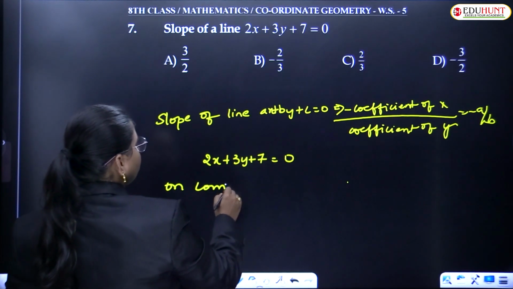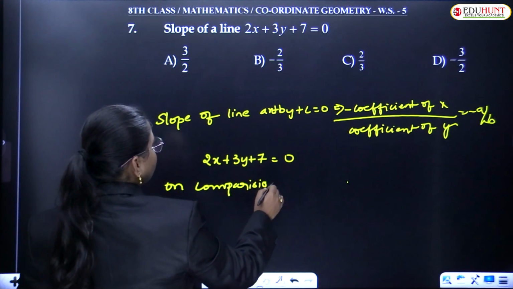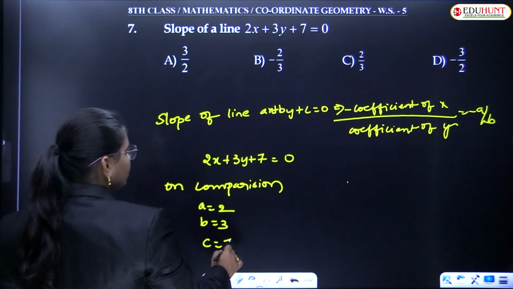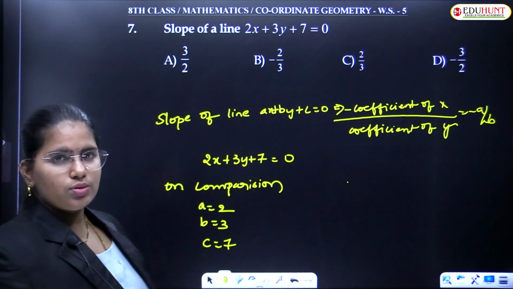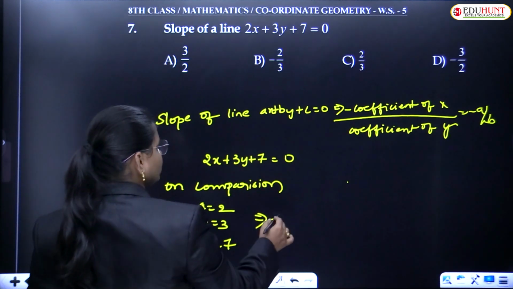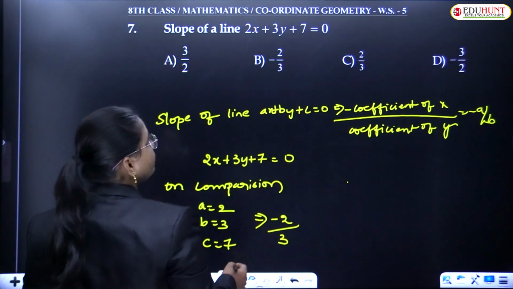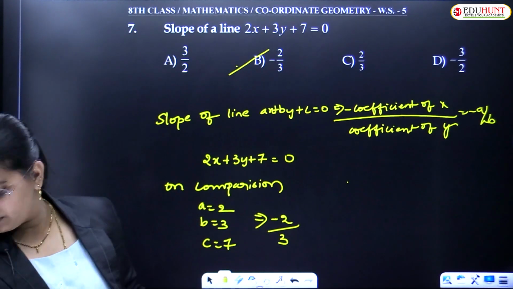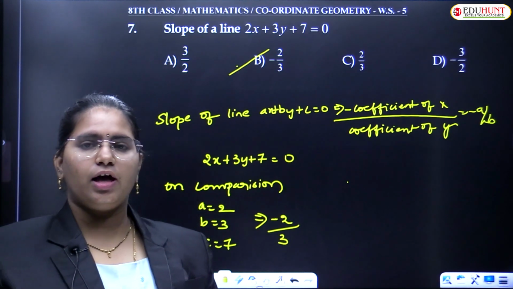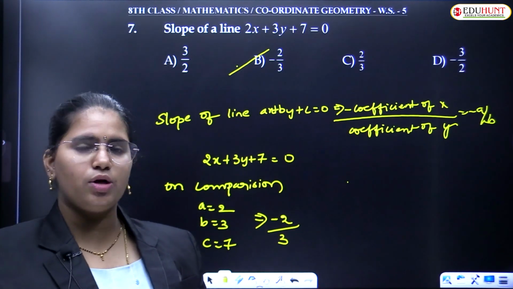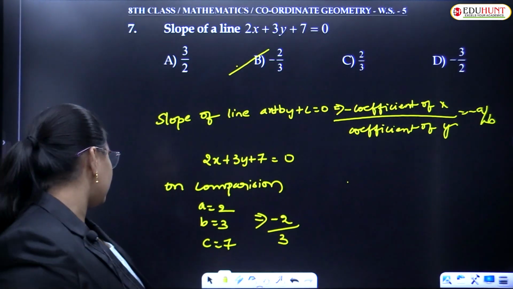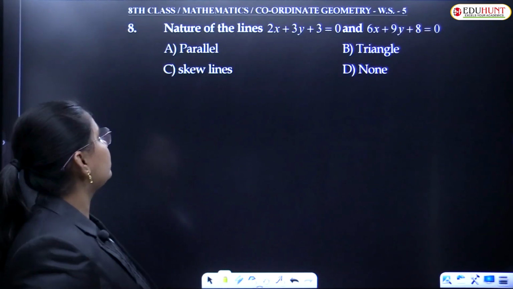On comparison, what is the value of a? A is equal to 2, B is equal to 3, C is equal to 7. So what is the value I need to get? It is minus the A coefficient, which is minus 2, over the B coefficient, which is 3. What is the answer then? Minus 2 by 3. Correct? Did you understand? If I have any line ax plus by plus c is equal to 0, then the slope is minus a by b. Right, let's get back to the next question.